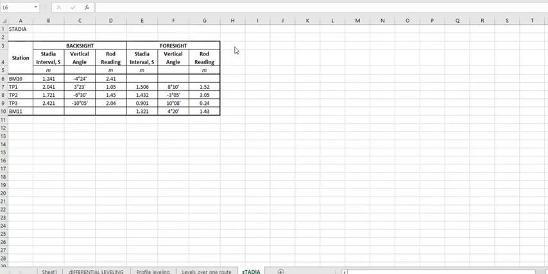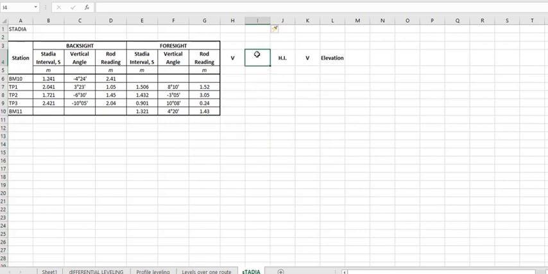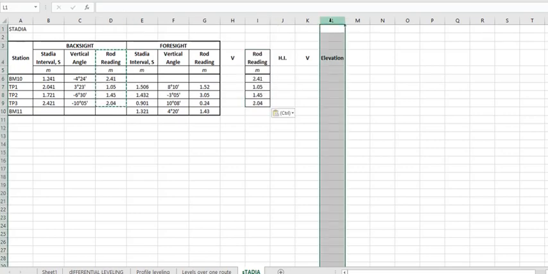So we have here the backside. We'll compute for the vertical distance and the elevation of BM11. The problem doesn't specify to compute the horizontal distance, so we will disregard this. Okay, so this is the needed data. We will also compute the rod reading, so we will use it later.